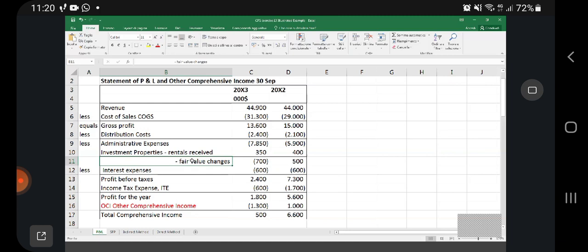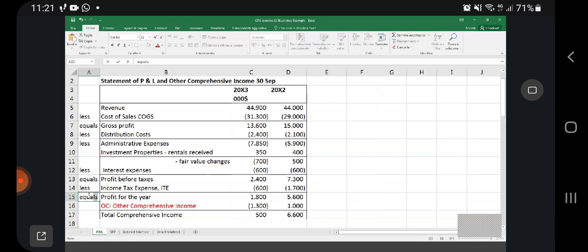Then we have the profit before taxes, that is the taxable profit. We usually calculate the amount of taxes to be paid, income taxes, on the amount of profit before taxes. Now, the income tax expense, usually abbreviated ITE, is calculated as an expenditure on the taxable income. And what we do is deduct the income tax expense to calculate the profit for the year.